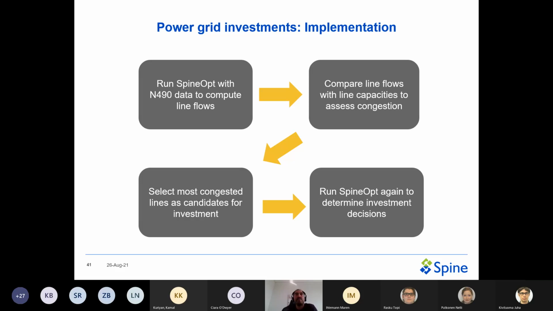And then we run SpineOpt a second time, and now we include the investment variables to compute the final investment decision, so which of these candidate lines are invested in the end. So you see that SpineOpt is used twice. Thanks to its flexibility, SpineOpt can run an operation problem only, but it can also run an operation plus investments problem if you set up the data correctly.